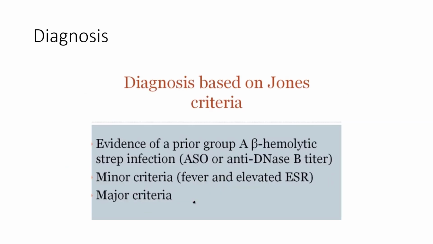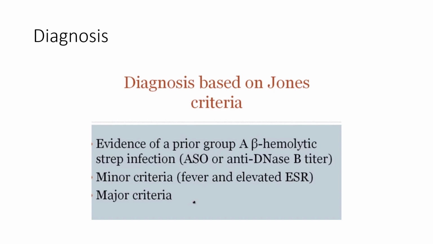Now coming to the diagnosis of this disorder. Diagnosis is based on the Jones criteria and evidence of a prior group A beta hemolytic strep infection, such as ASO or anti-DNase B titer. These are tests by which we can detect this bacteria in the blood. We have two criteria: minor and major. Minor criteria include fever and elevated ESR, which means erythrocyte sedimentation rate. And major criteria include the Jones criteria.